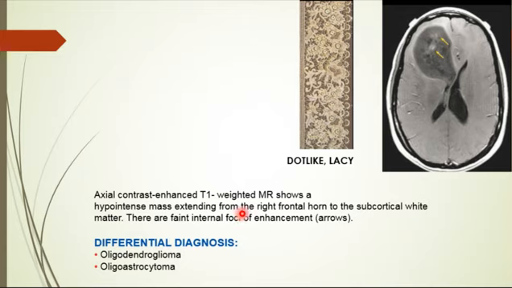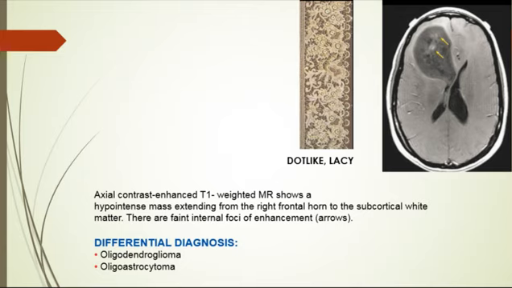So it's a T1 weighted image showing a hypointense mass extending from the right frontal horn to the subcortical white matter. There are faint internal foci of enhancement. Okay, of course this post contrast can be due to either oligodendroglioma or oligoastrocytoma. We'll talk a little bit about them. The oligodendroglioma is a glial neoplasm, typically affecting males in the 4th to 7th decade. Okay, males in the 4th to 7th decade.